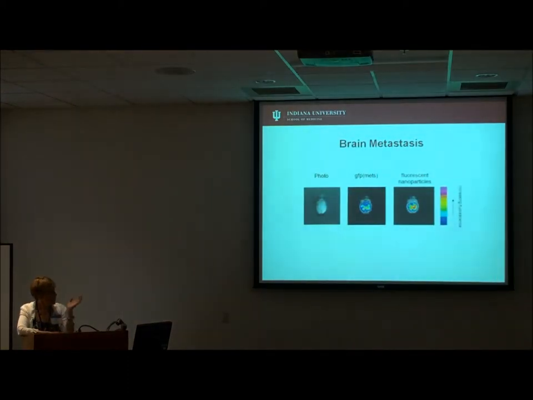So here's the end of the story. Here's a photo of the brain we've removed from one of our mice. Okay. The green is, again, the metastatic cells with the GFP in them, so we can see them. And we use red fluorescent particles as our nanoparticle in the macrophages. So you can see that most of the mets are here, but essentially overlaid by the macrophages that have delivered the nanoparticle.